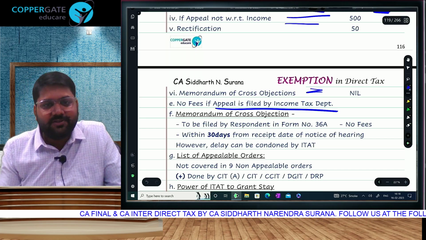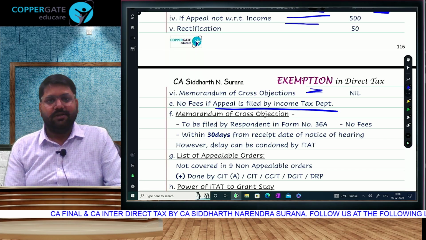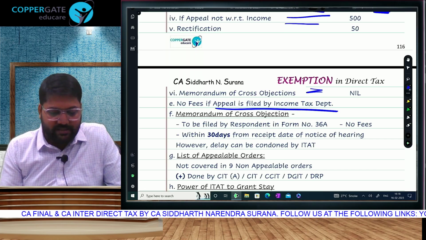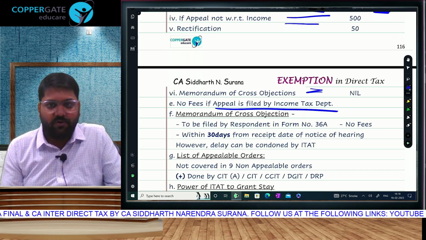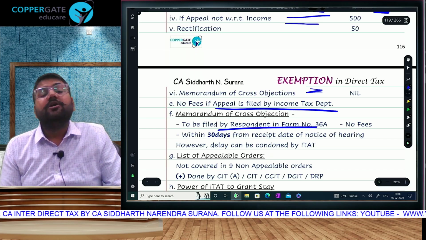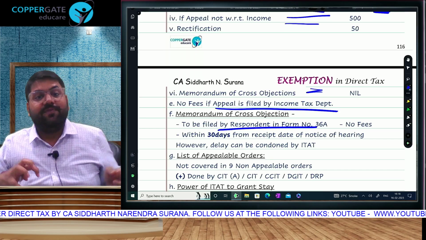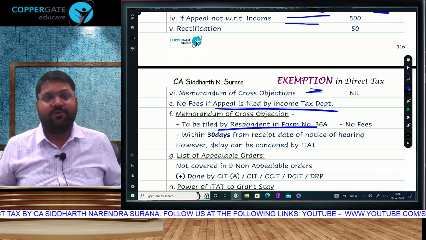For the department, there are no fees. The department can file an appeal free, of course. Fees are to be paid only by the assessee, except in the memorandum of cross objection. What is that? You have to file it if you are a respondent. So, the appellant will appeal, then you will be the respondent. So, you have to give a cross objection on the appeal.